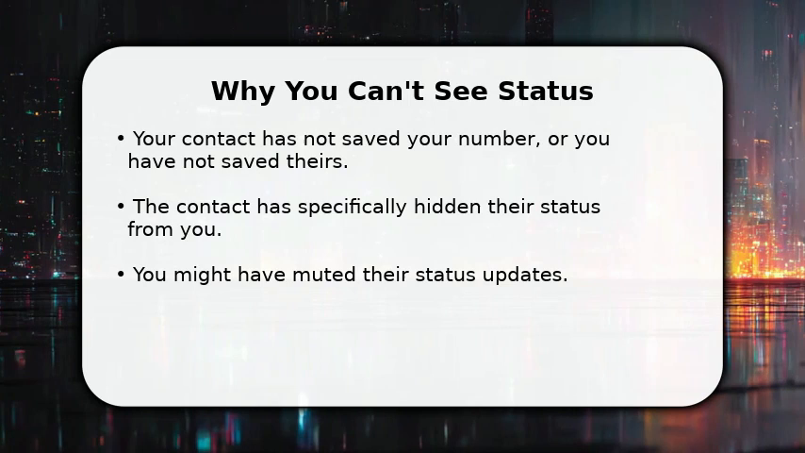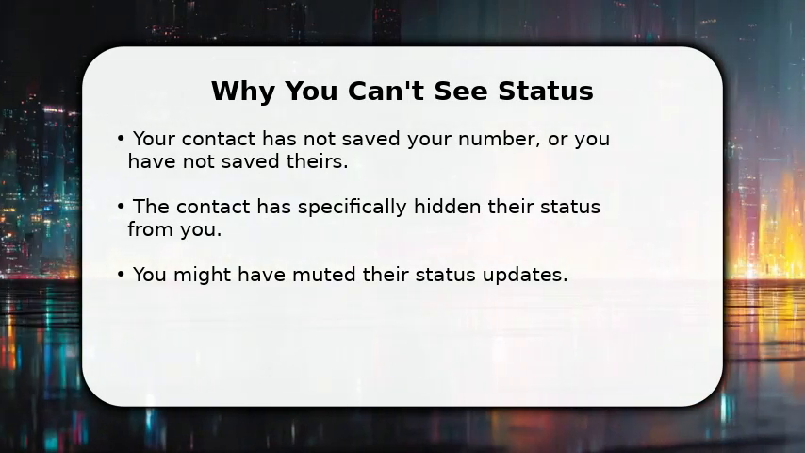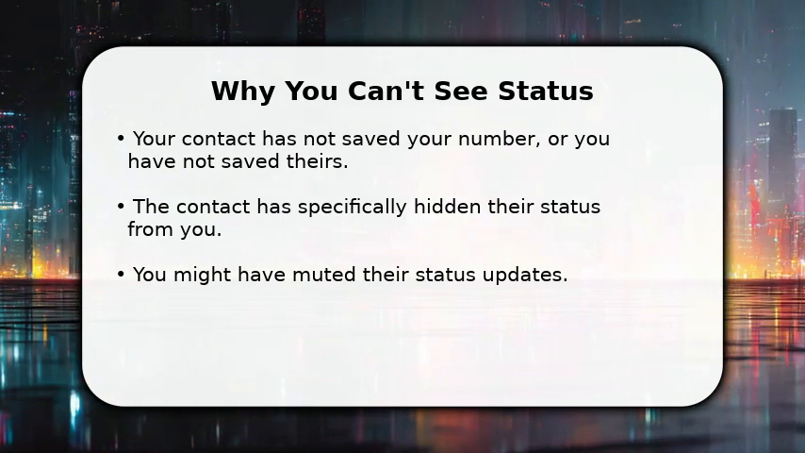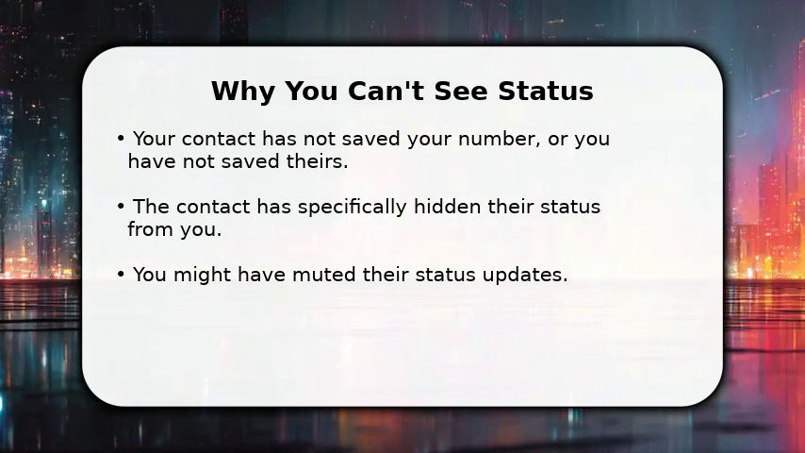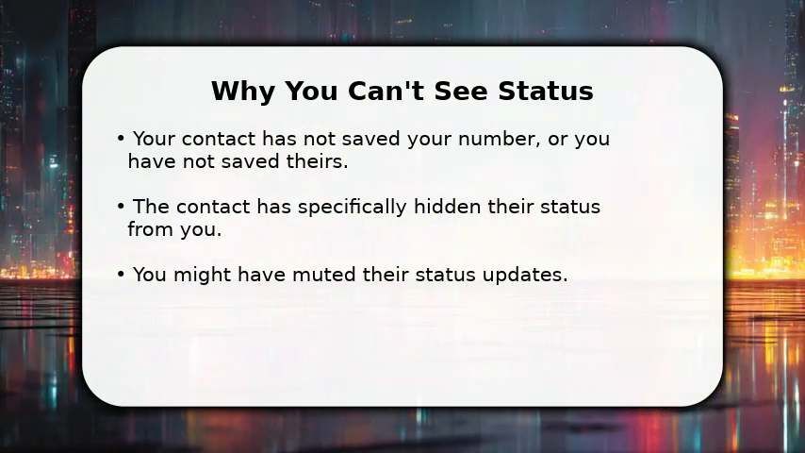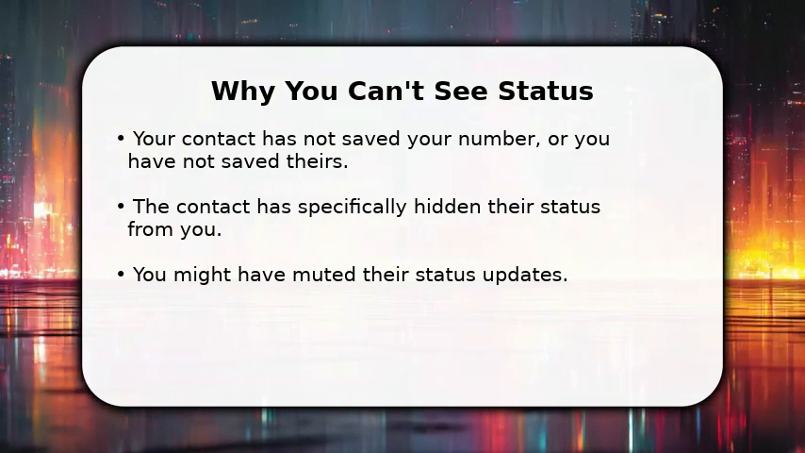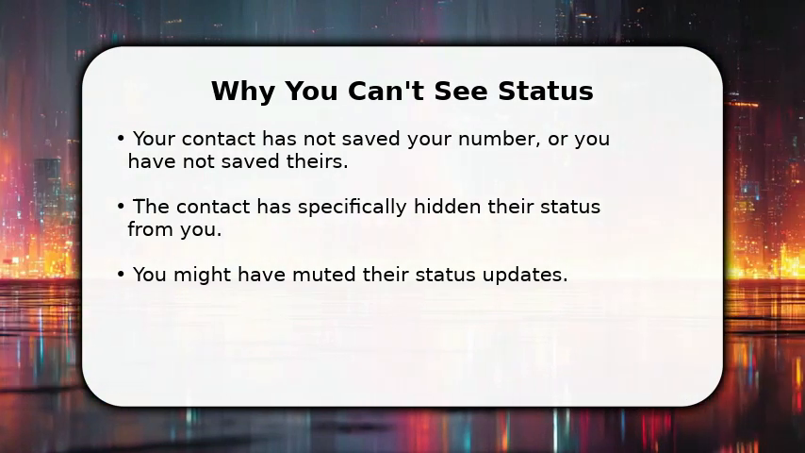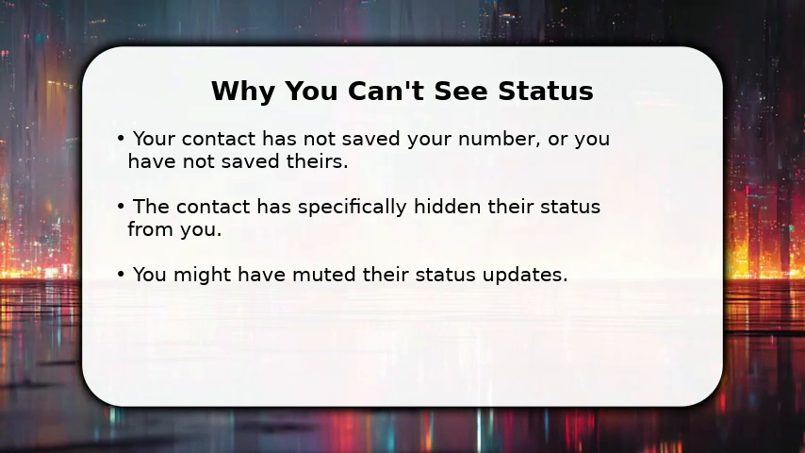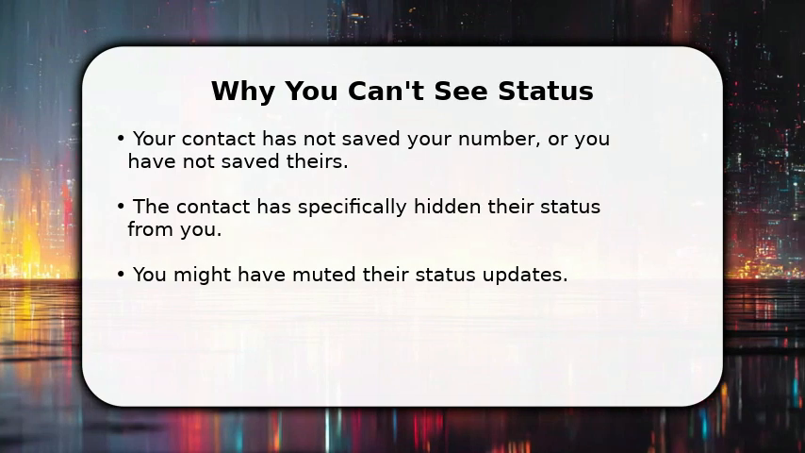In this video, I will explain why you might not be seeing people's status updates on WhatsApp. This can be a common and sometimes frustrating issue, but there are several straightforward reasons why it might be happening. Often, it's as simple as not having each other's contact information saved correctly, or perhaps the other person has adjusted their privacy settings. We'll go through these possibilities and more, helping you understand and resolve the problem.